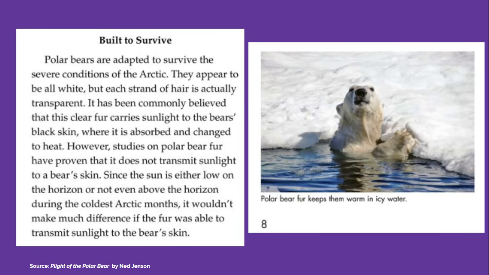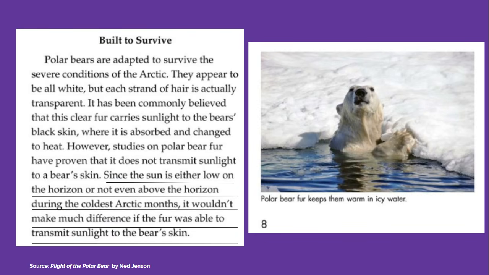Okay, now this one's a little bit trickier. Can you find the complex sentence in this passage from Plight of the Polar Bears by Ned Jensen? I hope you chose this last sentence. The key to help you find it is this word since, which is one of our subordinating conjunctions. This whole first section before the comma is our dependent clause. And this second section after the comma is our independent clause.